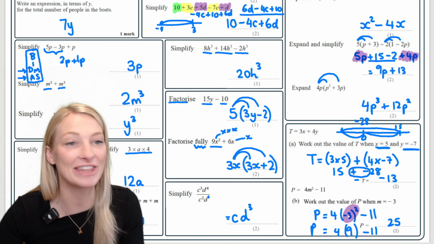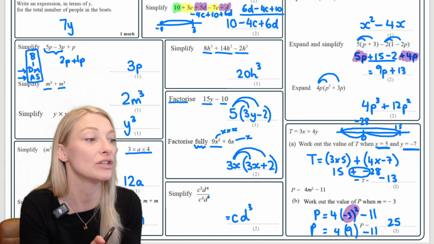That is all of that done. That is all the algebra that comes up in Foundation Unit 2.